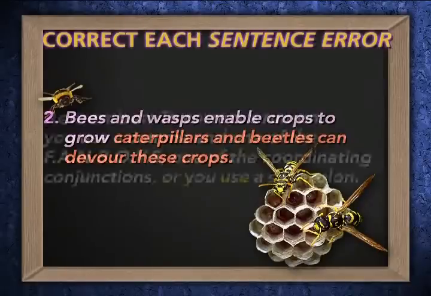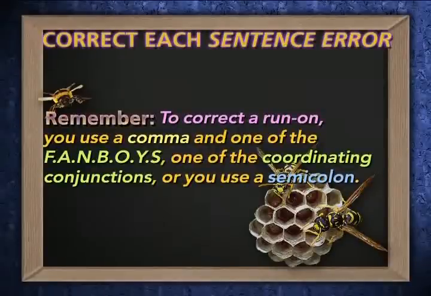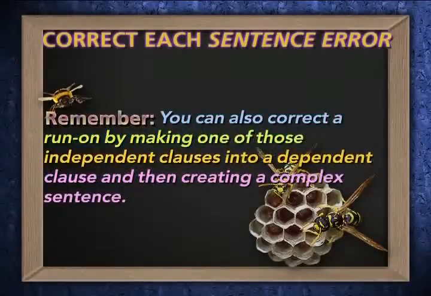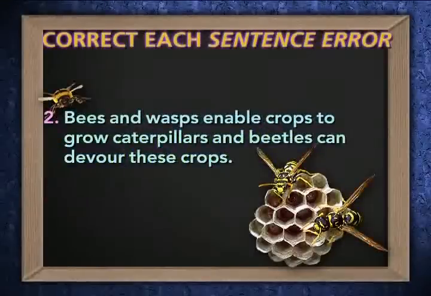without the correct punctuation. Remember, to correct a run-on, you use one of the fanboys, one of the coordinating conjunctions, or you use a semicolon. That's the easiest fix. You can also correct a run-on by making it into two independent clauses, put a period between them. You can also correct a run-on by making one of those independent clauses into a dependent clause, and then creating a complex sentence. I'm going to try it a few different ways. I'm going to say, let's do it with a coordinating conjunction.